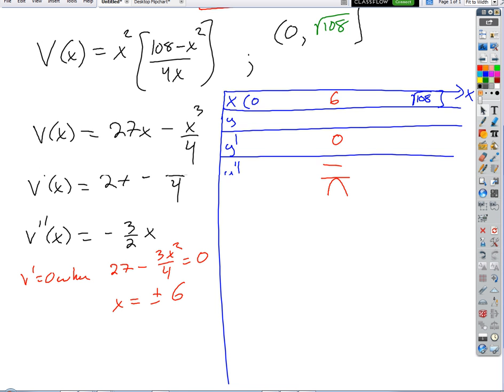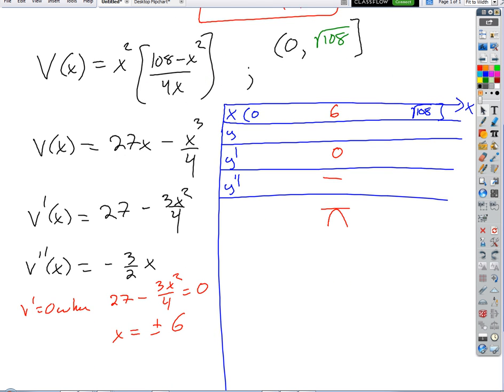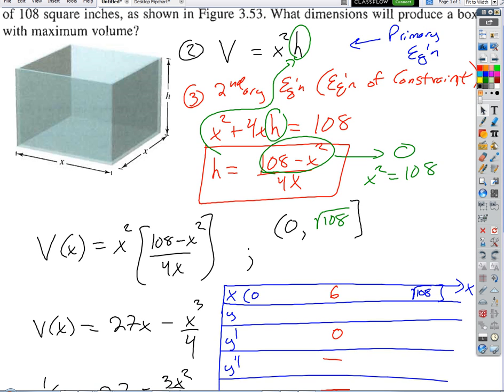What's it really asking for? It wants dimensions, I think, right? Yeah. So we know what x is. x is 6. So where do we go to find h? We're gonna use this box equation right there, right? So if x is 6, then h would be what?